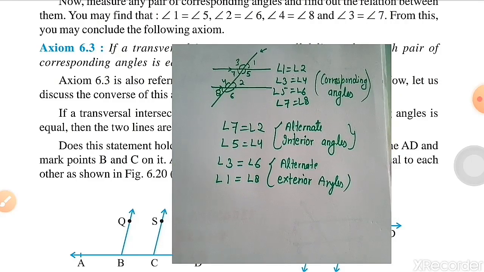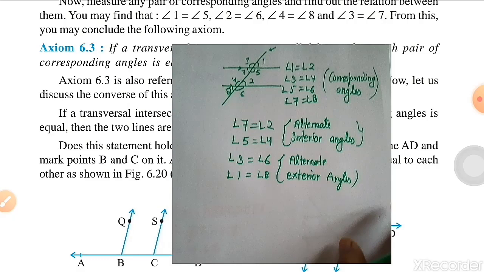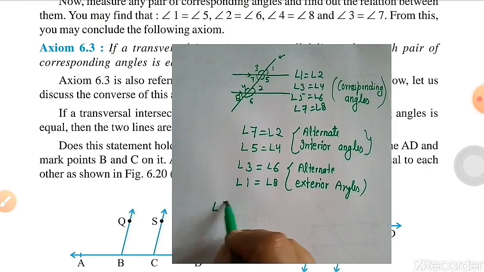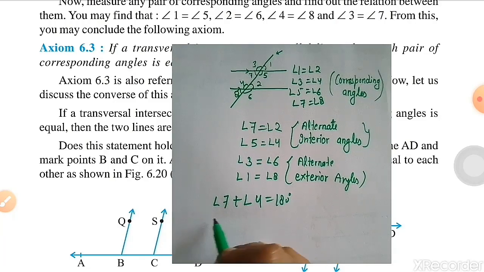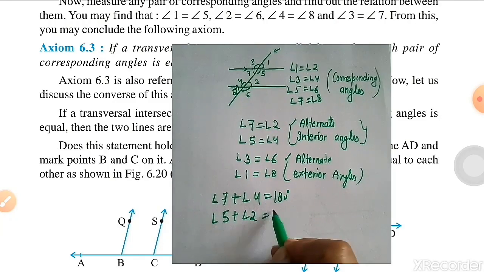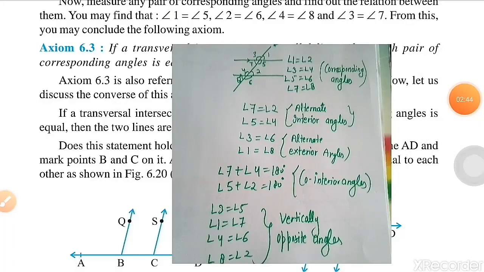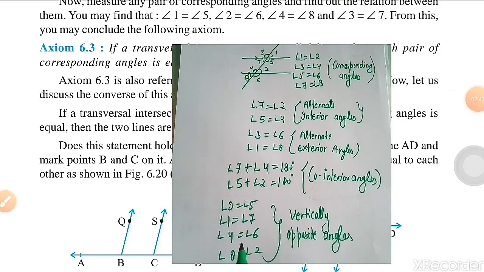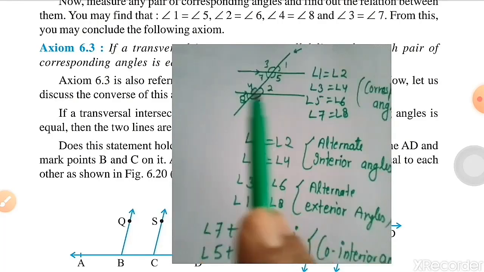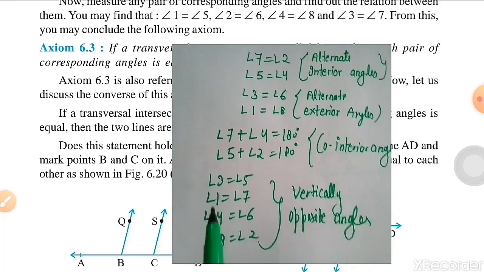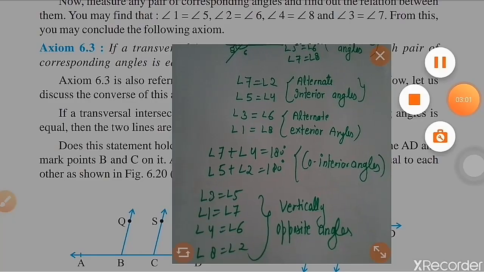Now the co-interior angles means angle 7 plus angle 4 is equal to 180 degrees, and similarly angle 5 plus angle 2 is equal to 180 degrees. These are co-interior angles. Now these are the vertically opposite angles. You can see that angle 3 and angle 5, angle 7 and angle 1, angle 8 and angle 2, angle 4 and angle 6 are vertically opposite angles, and these are equal to each other. These are the basics which we will use in the exercise.